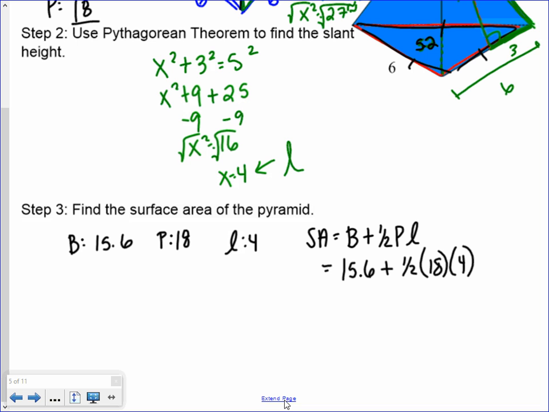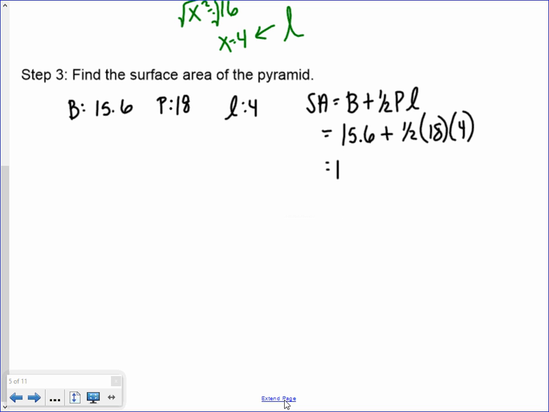I think we can do this in our heads. Ready? What's half of 18? 9. What's 9 times 4? 36. You can type it in if you want, but we just did it in our head. Half of 18 is 9. 9 times 4 is 36. You could also type in 18 times 4 divided by 2. And then 36 plus 15.6 is what in the end? What is it? Units squared.